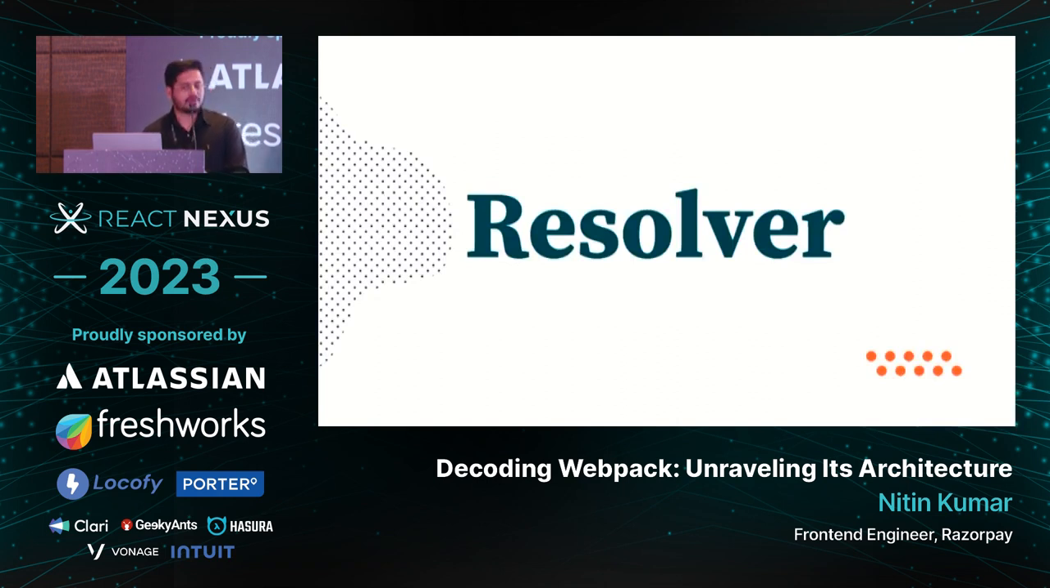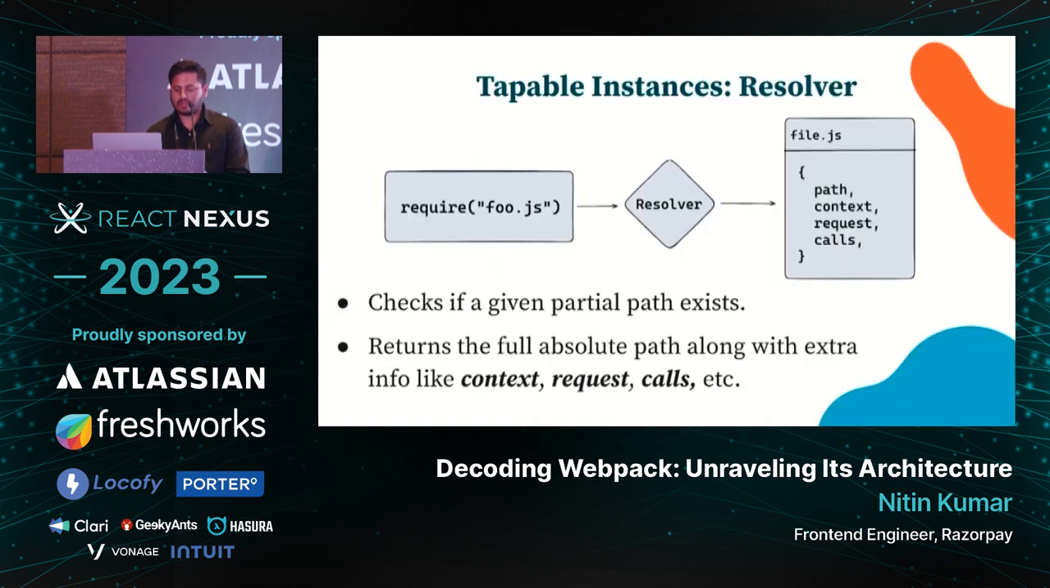Then the next Tapable instance is resolver. So what are resolvers? You all know that whenever you do require foo.js in any JavaScript file, the Node.js resolver will automatically resolve it to the foo.js file, or you can also specify relative paths. But for Webpack, we needed an enhanced resolver, which can do a little more than the default Node.js resolver. So we have created our own resolver, which is an enhanced version of the default Node.js resolver, and we are maintaining it as a separate project.